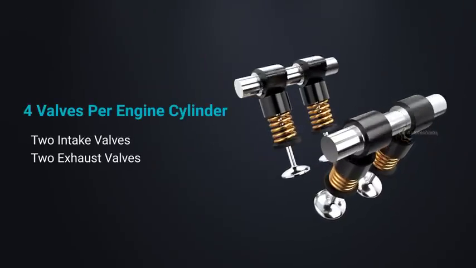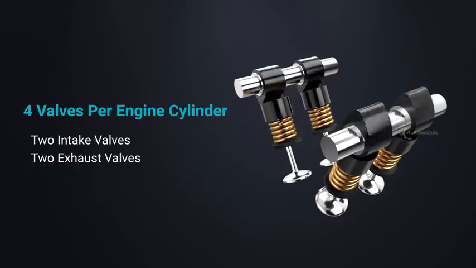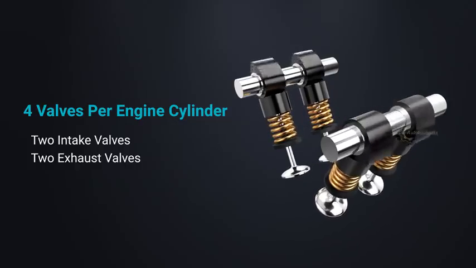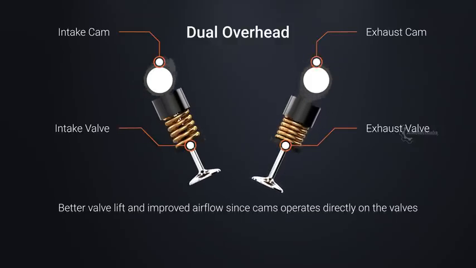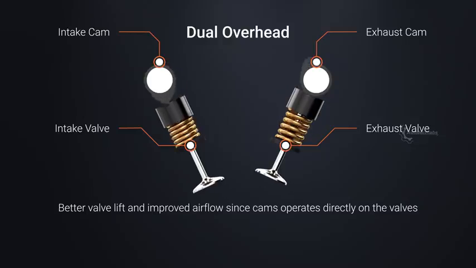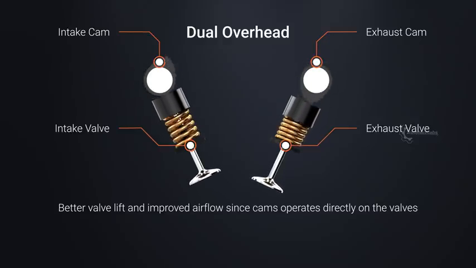DOHC usually implements a 4-valve per cylinder configuration, 2 valves for intake and 2 for exhaust. This configuration has a better valve lift, resulting in improved airflow through the combustion chamber. With less airflow restriction, the DOHC is even capable of generating more horsepower out of smaller displacement.